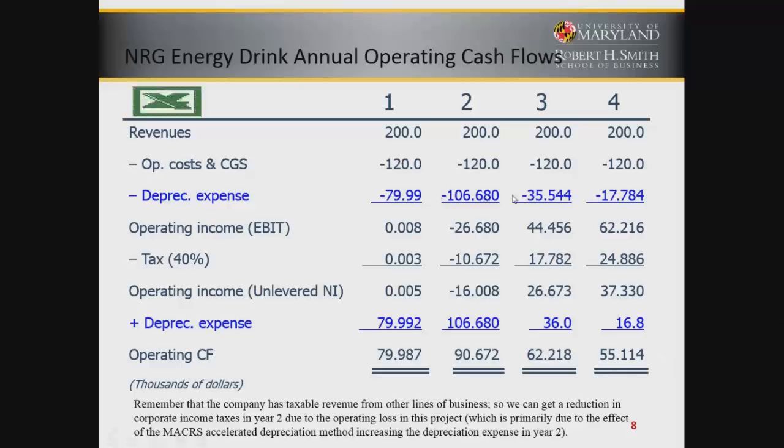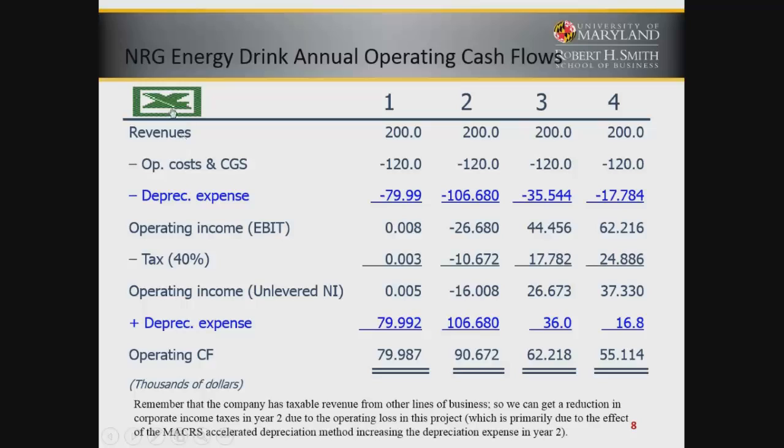So here are our operating cash flows. Revenues, all the same. Operating costs, all the same. Depreciation expense, you can see, is different. So our earnings before interest and taxes is different. Now notice that our operating income, our unlevered net income, is negative in year 2. I am making an assumption that we have taxable revenue from other lines of business so that we can get a reduction in our corporate income tax in year 2 due to the operating loss on this project, which is primarily due to the effect of the MACRS depreciation substantially increasing depreciation expense in year 2. So we get our operating income, which is our unlevered net income, add back our depreciation expense, and that gives us our operating cash flows.